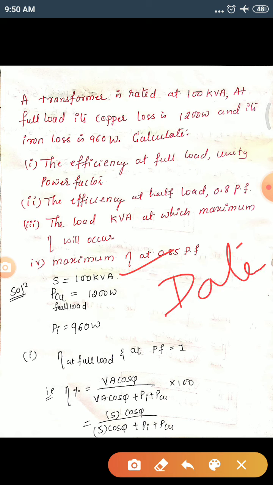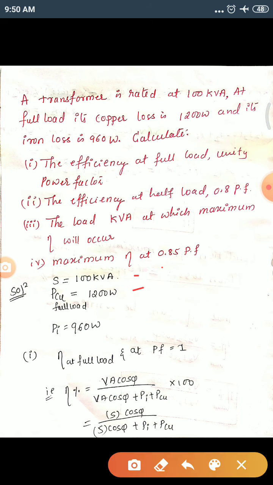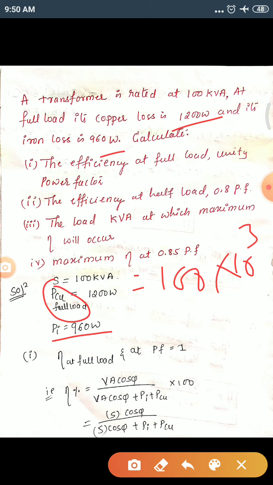One is S, which they have given, that is the rating of the transformer. Remember the rating of the transformer is given in terms of kVA. 100 kVA they have given, and we can write it in terms of VA as 100 into 10 to the power of 3 VA. Copper losses they have given as 1200, and the iron losses as 960. Remember, copper losses at full load they have given. Now we'll calculate the efficiency at full load, and the power factor is 1.